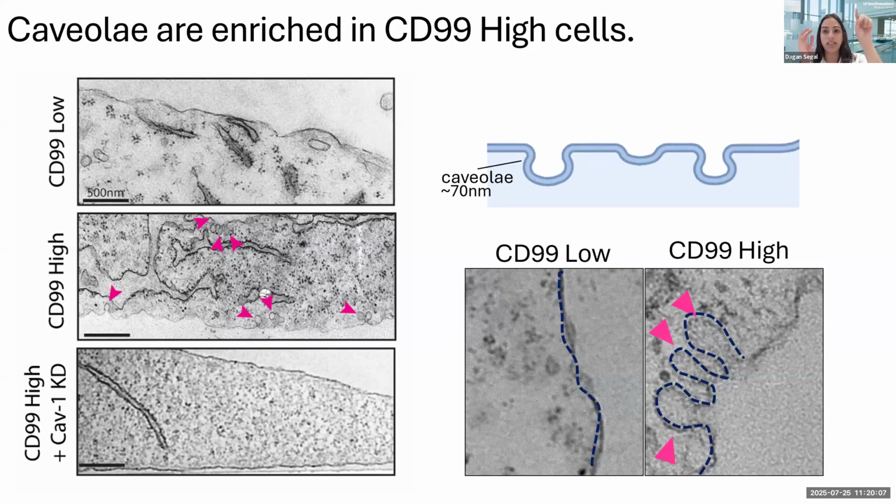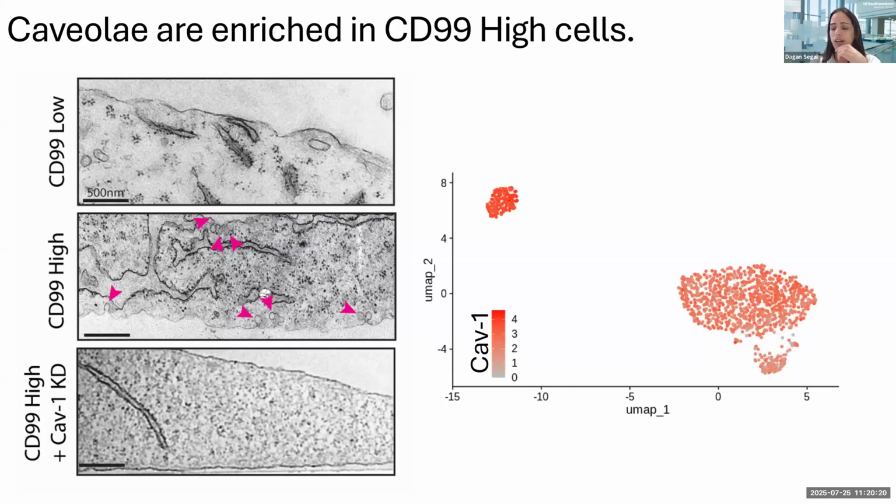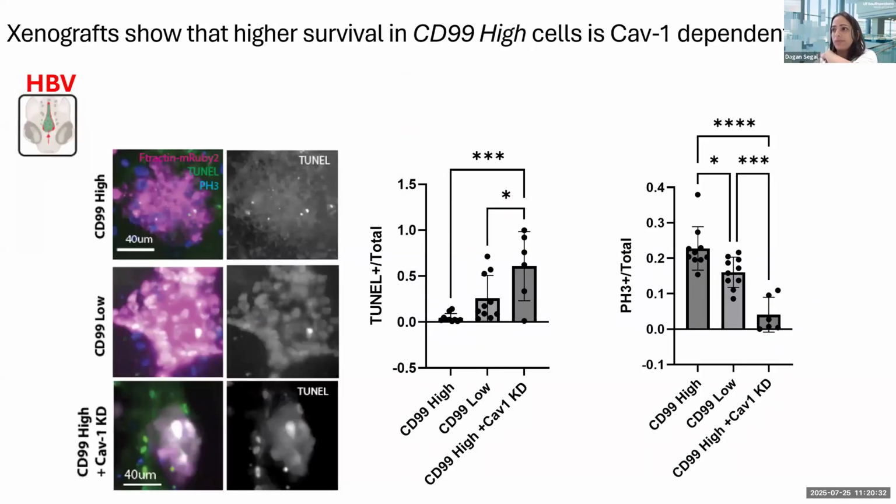So caveolae is literally Latin for little caves. And we saw highly enriched caveolae in the CD99 high cells. And caveolin 1, which is the major structural component of caveolae, is really highly enriched in this CD99 high cluster. And knockdown of CAV1 completely abrogates these structures in the CD99 high cells.